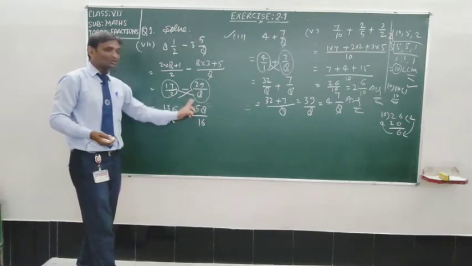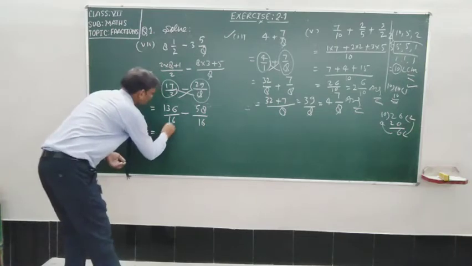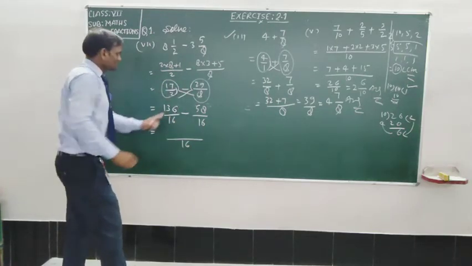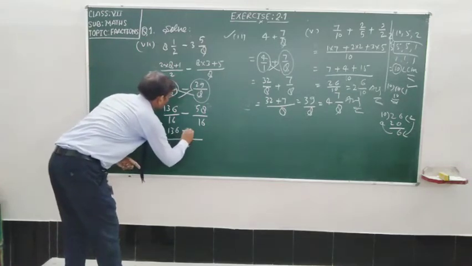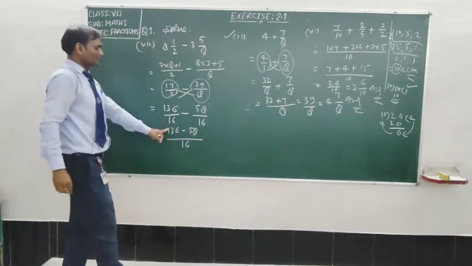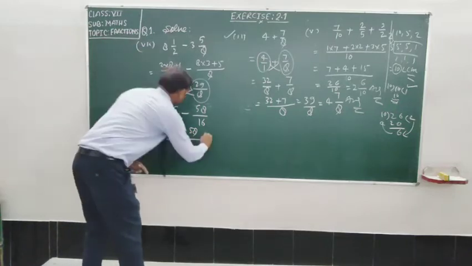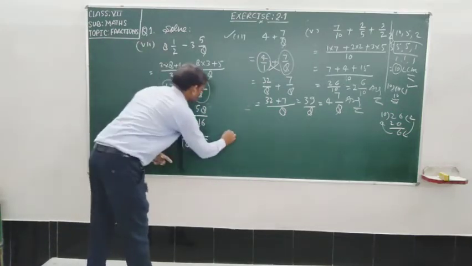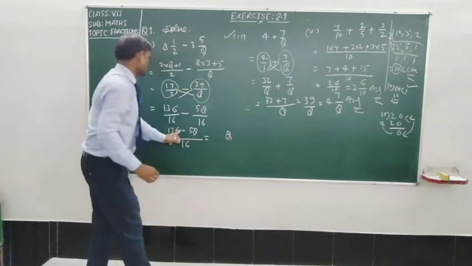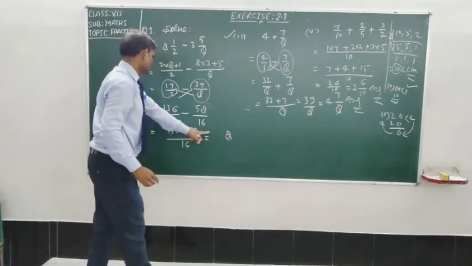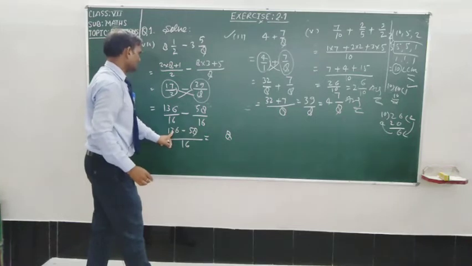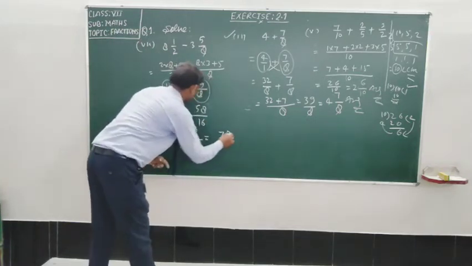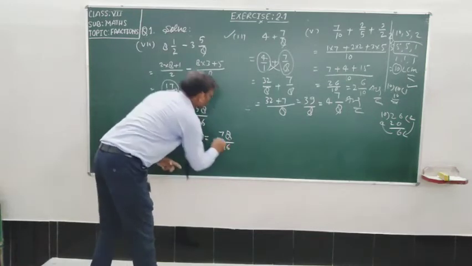Now you can subtract numerator to numerator, means write the one denominator below the bar sign and subtract the numerator. Student, now subtract it. 16 minus 8, 8, and 12 minus 5, that is 7 upon 16.